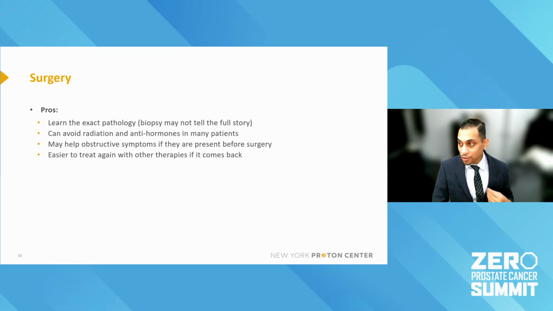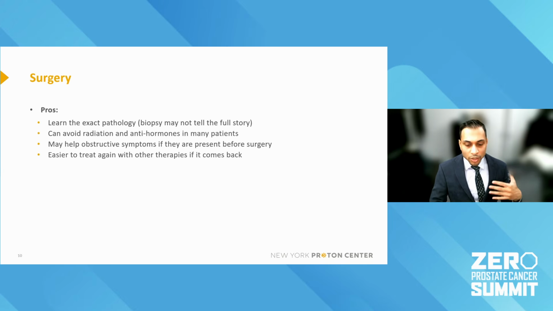One thing is you get to learn the exact pathology. You know exactly what you're dealing with in your prostate cancer. So when you get a biopsy, remember, a biopsy is a random sampling. Now it's not so random anymore, because now we're doing MRIs and finding the lesions and targeting them, and that's helping. But you're still not getting the entire story, because you're only getting parts of the prostate gland. And for the most part, this still works very well.